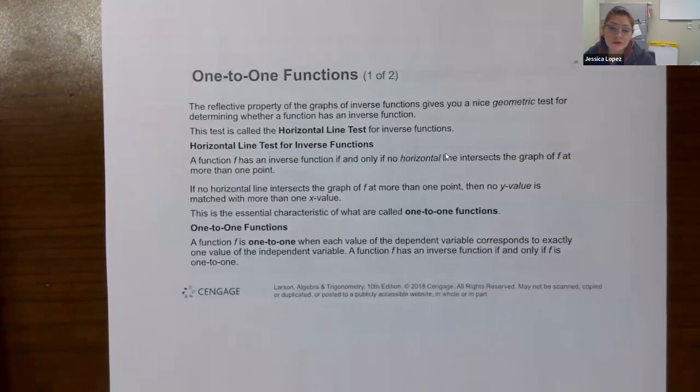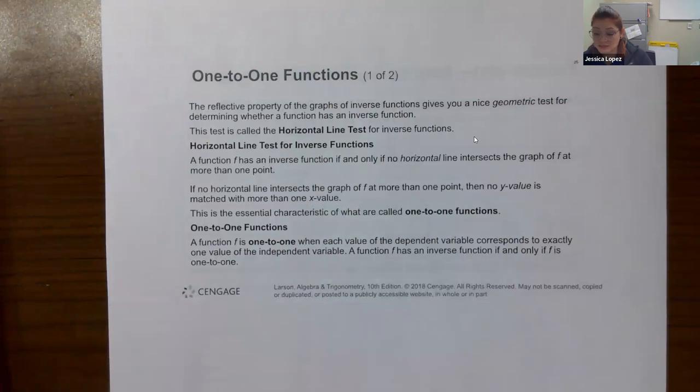So now we're going to talk about these one-to-one functions. So the reflective property of the graphs of inverse functions gives you a nice geometric test for determining whether a function has an inverse, okay? This test is called the horizontal line test for inverse functions. The horizontal line test for inverse functions says that a function f has an inverse function if and only if no horizontal line intersects the graph of f at more than one point.